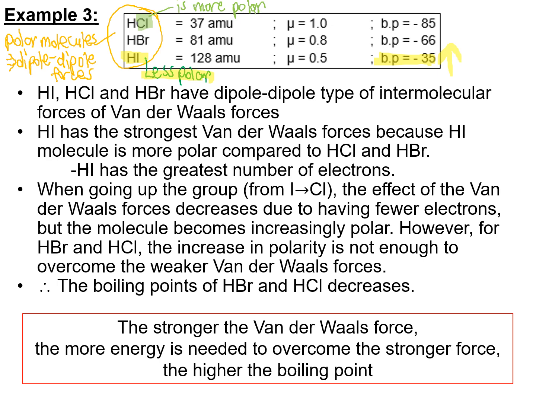So kat sini factor molecular polarity ni kita tak pakai lah. Okay, so factor molecular polarity di dalam nak membezakan the boiling point for the ketiga-tiga molekul ni tak valid. Sebab kenapa tak valid? Because yang more polar molecule dia punya boiling point dia rendah berbanding less polar molecule. So kat sini, okay, kenapa HI ni has the strongest van der Waals forces? Sebab HI actually dia ada greatest number of electrons.